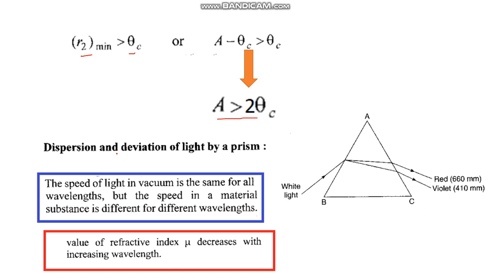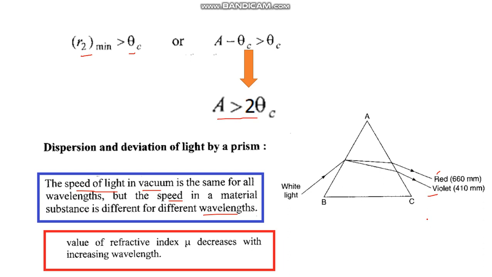See, when you pass white light through a prism, the dispersion phenomenon is happening actually. Basically what is white light? White light is a combination of many different colors with different wavelengths. Now what happens is, the speed of light in vacuum is the same for all these wavelengths, but when you enter into some other medium, the speed in a material substance is different for different wavelengths. So different wavelengths will have different speeds. Some will bend more, some will bend less. So red bends less and violet bends more.